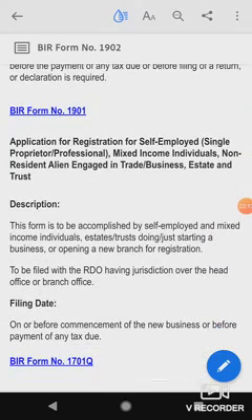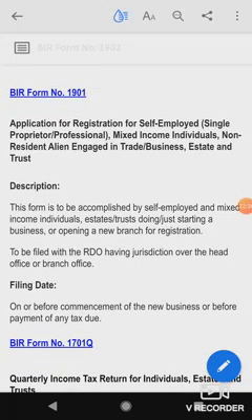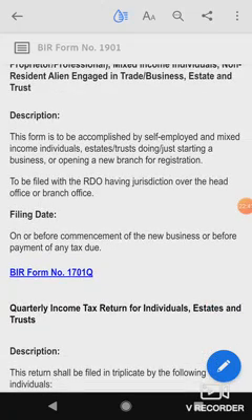So the next form is BIR Form 1901, with the purpose of applying for registration for the self-employed. This is for single proprietors, professionals, mixed income individuals, and non-resident aliens engaged in trade, business, estate, and trust. The description for Form 1901 is this form is to be accomplished by self-employed or mixed income individuals, estates, and trusts just starting a business or opening a new branch for registration.